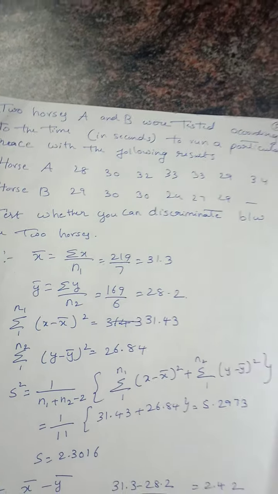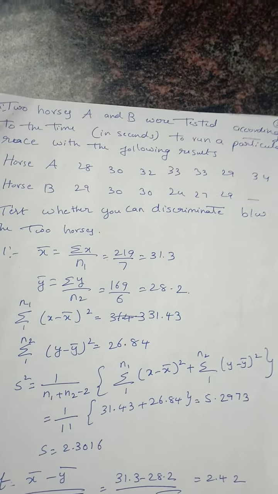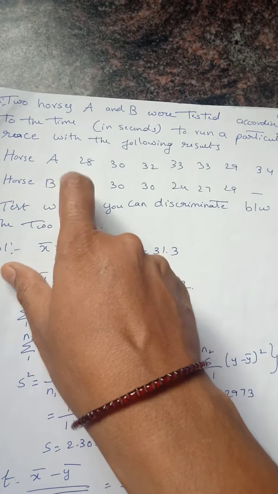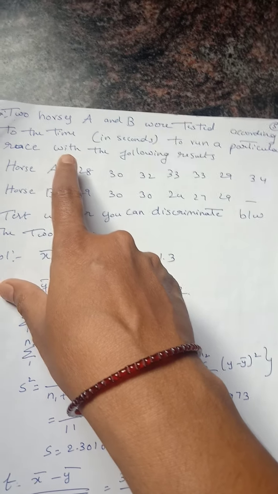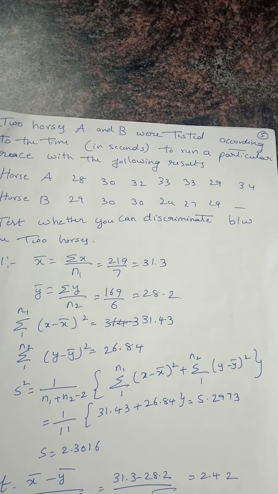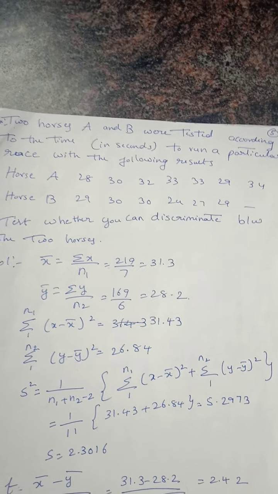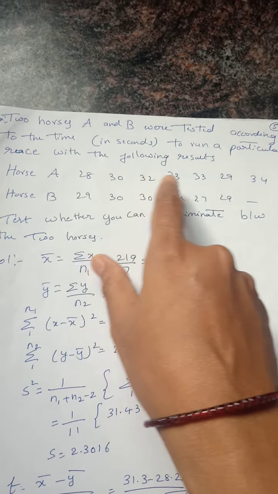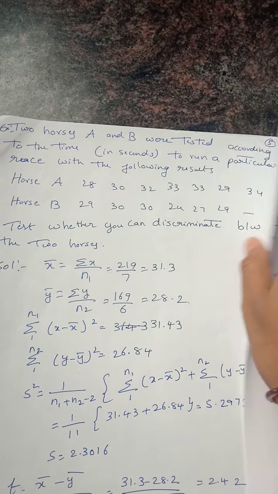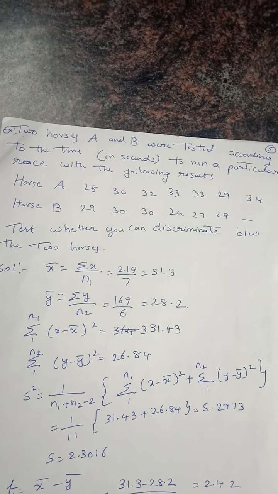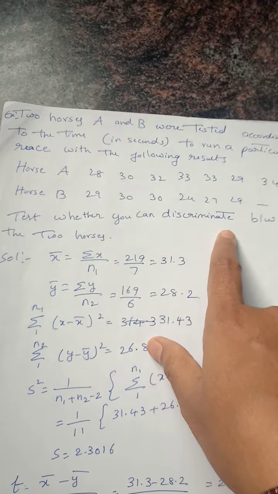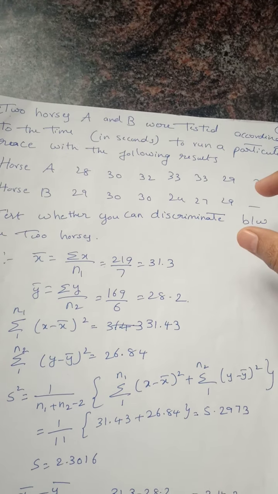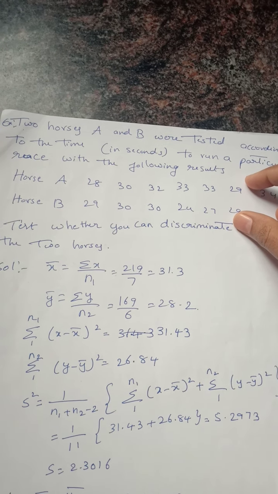Now this is another problem. Two horses A and B were tested according to the time to run a particular race with the following results. So both horses were tested according to the time. This is the time of two horses in a particular race, the horse A and the horse B. These are the values in terms of seconds they gave. Test whether you can discriminate between the two horses. So we have to test whether it is possible to discriminate between the two horses by using the values they gave.